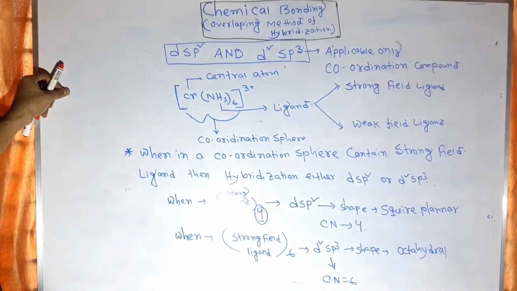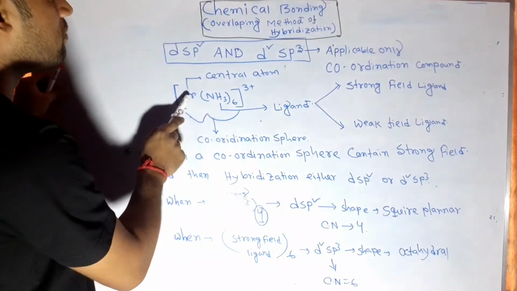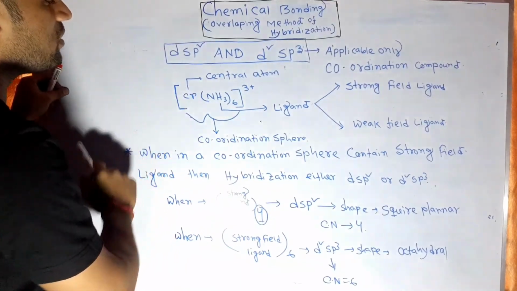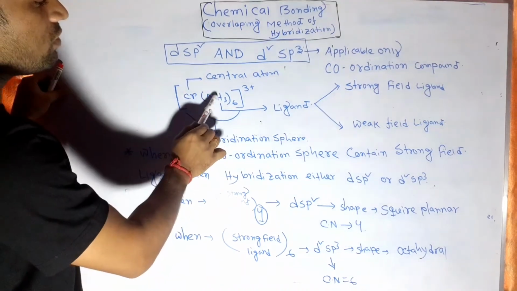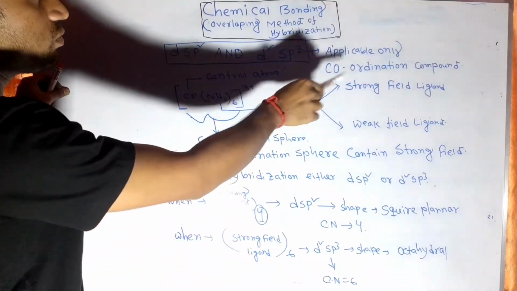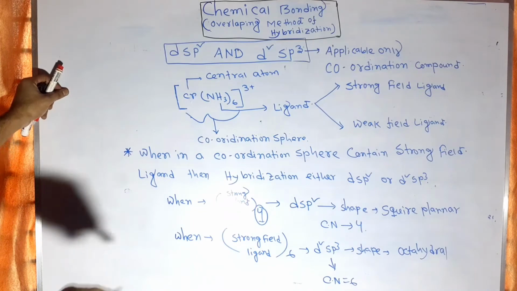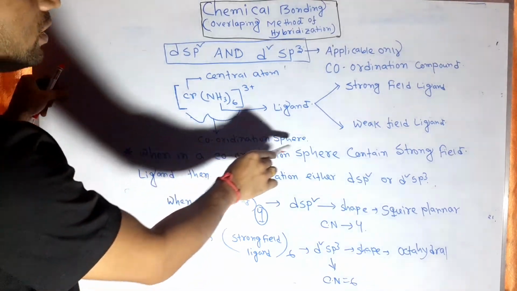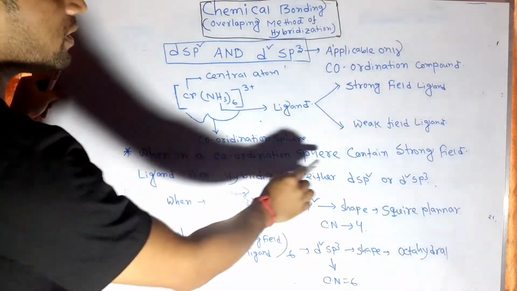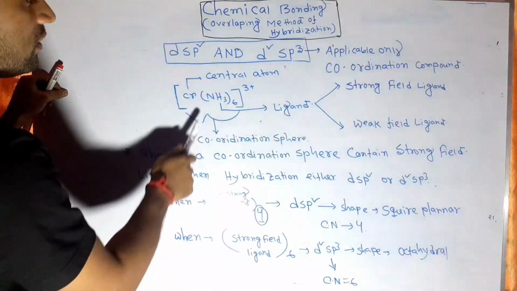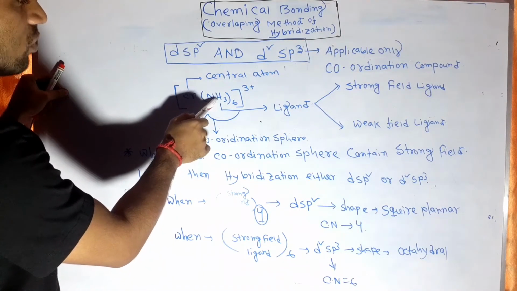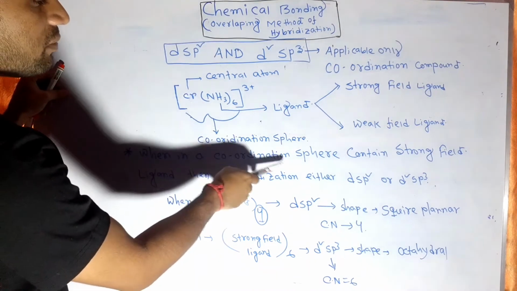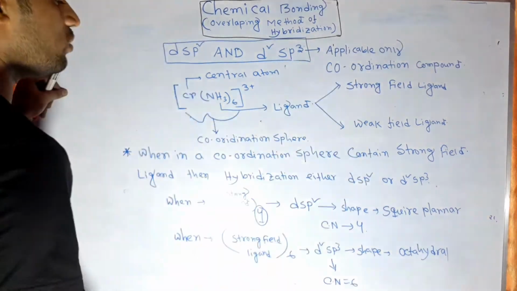So this is the basic idea for a coordination compound. In between the third brackets is known as the coordination sphere. In between the third brackets, the first atom is known as the central atom. Next, inside the first bracket, the compound or element is known as ligand. Ligand has two types, strong field and weak field ligand. When a coordination sphere contains a strong field ligand, then the hybridization must be dsp2 or d2sp3.